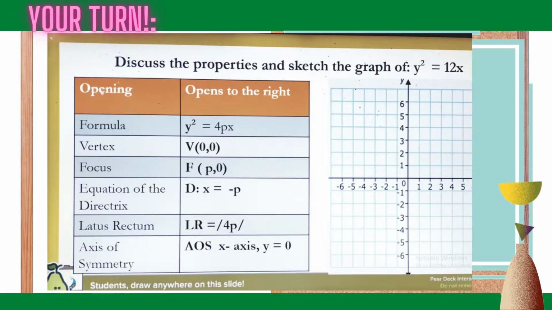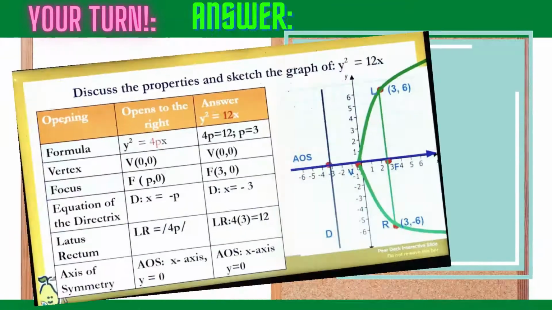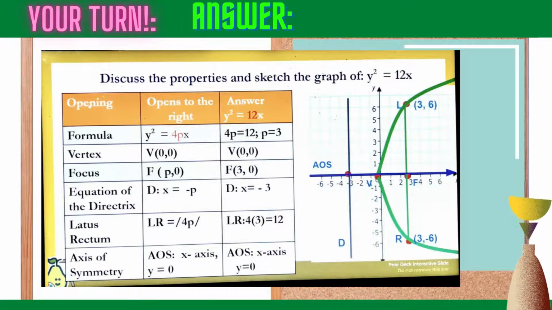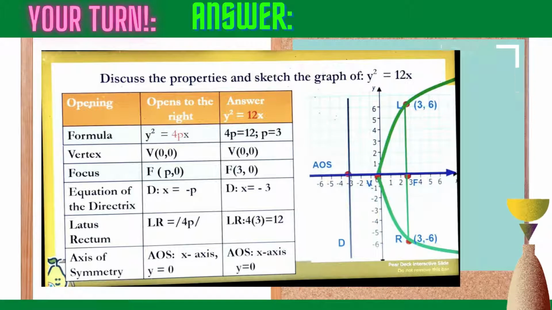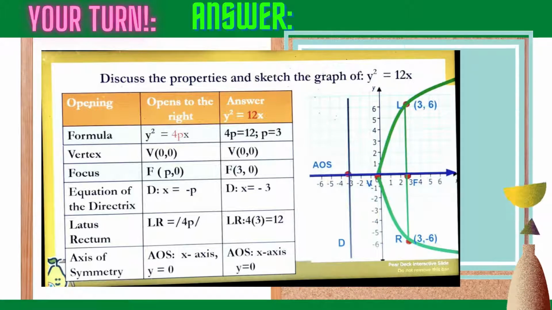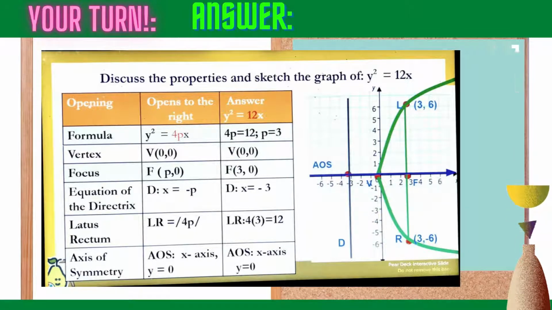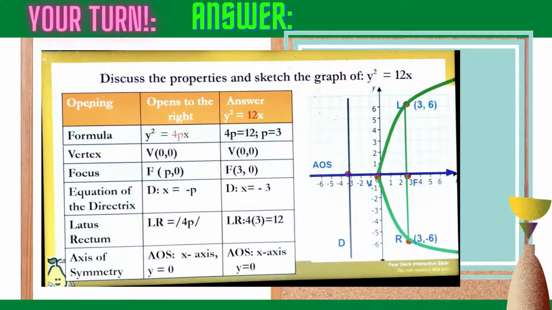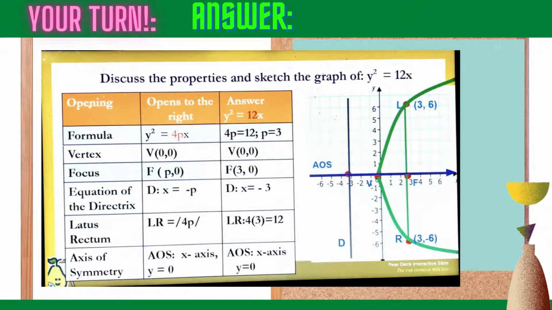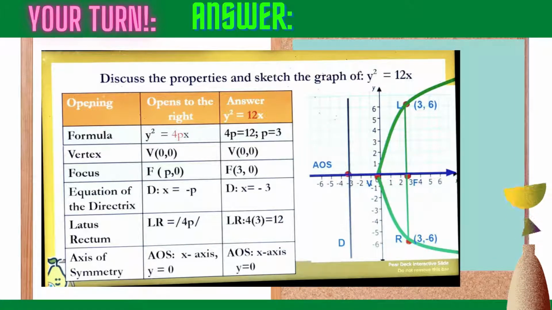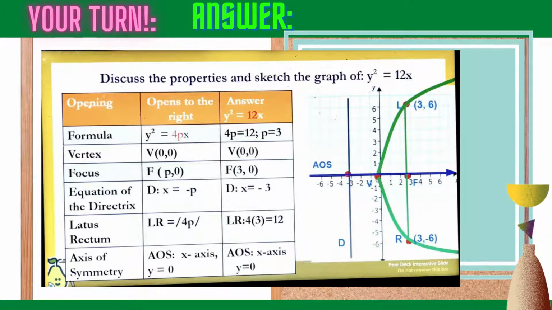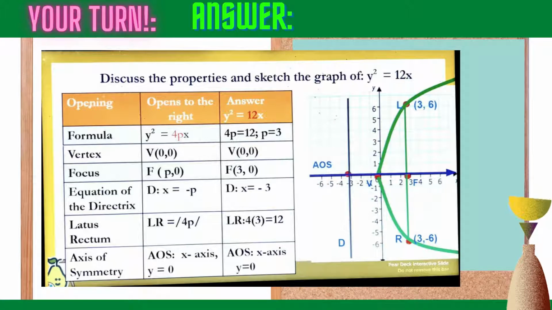Okay, so let's find out if your answer is correct. Let us draw another table or insert another column on the given table. From y squared equals 12x, it is given in the form of y squared equals 4px. So we can say that the parabola opens to the right. To solve for p, equate 4p with 12, divide 12 by 4, and p equals 3.